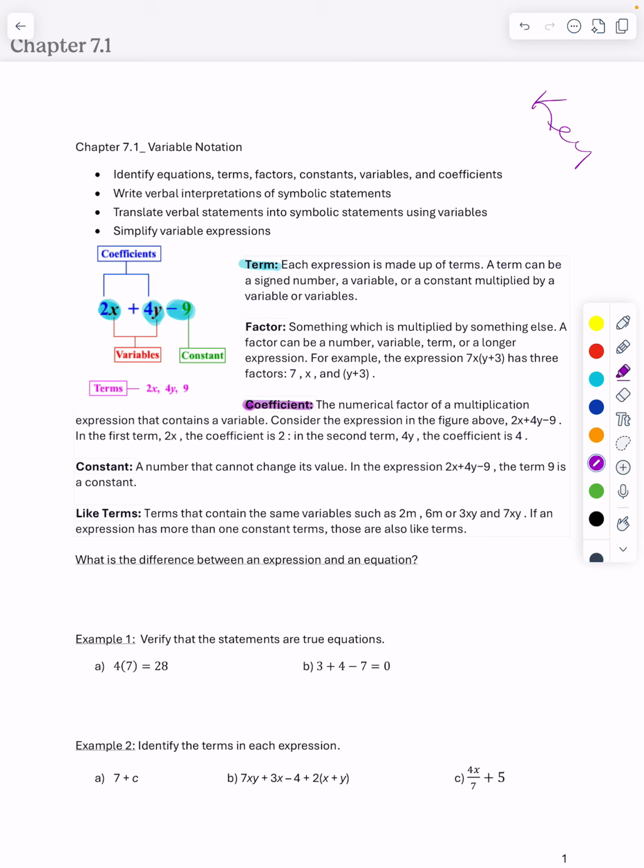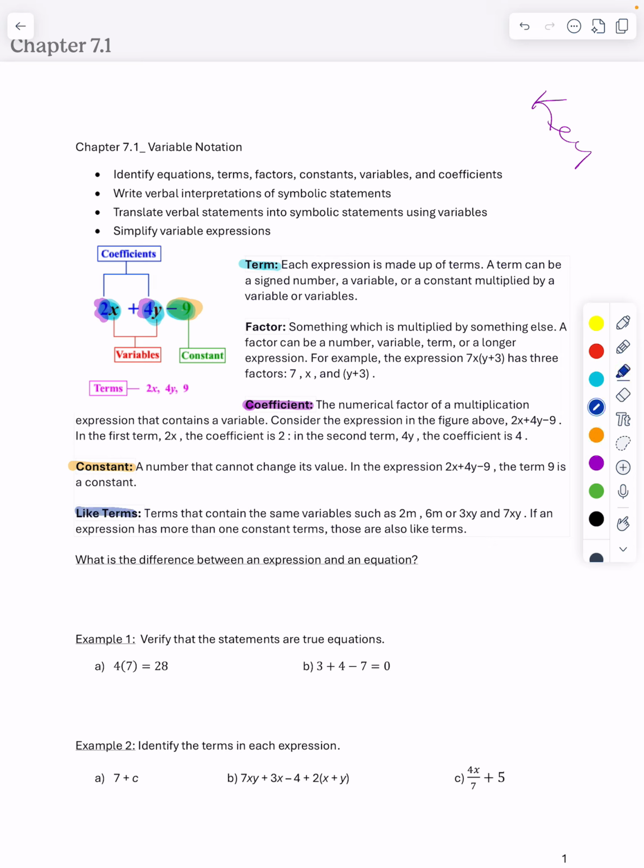Coefficient. The coefficient is the number part that we attach to a variable. It counts how many of the variables that we have. The constant term is the number part with no variable. And like terms, which we don't have up here, are anything that are the same.